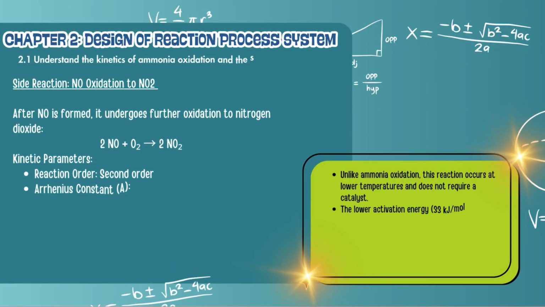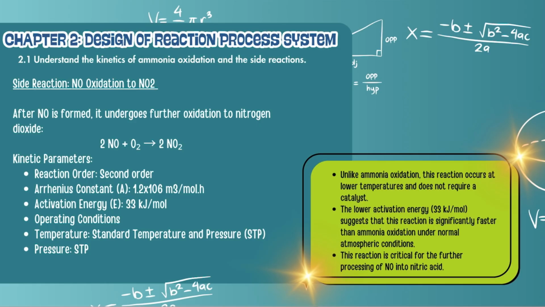Once nitric oxide is formed, it undergoes further oxidation to nitrogen dioxide through the reaction. Unlike ammonia oxidation, this reaction occurs at lower temperature and does not require a catalyst. The activation energy is much lower, 33 kJ per mole, making this step significantly faster under normal atmospheric conditions. This reaction is particularly important for the production of nitric acid, which has widespread industrial application.